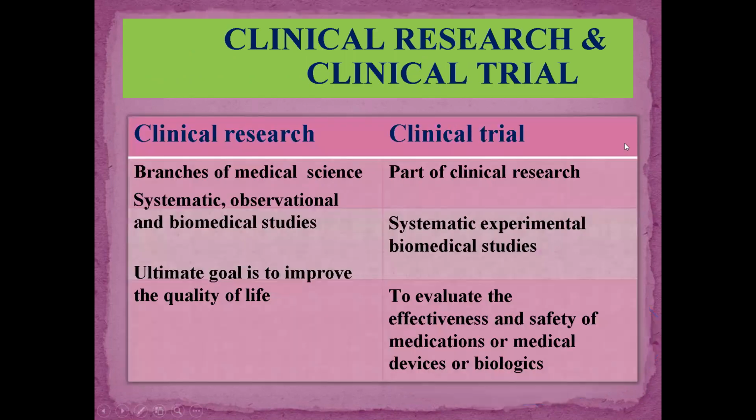So we have clinical research and clinical trial. There is not much difference between these two, but a slight differentiation can be done. Clinical research is a branch of medical science. It could be systematic, observational and biomedical studies. Whereas clinical trial is a part of clinical research.